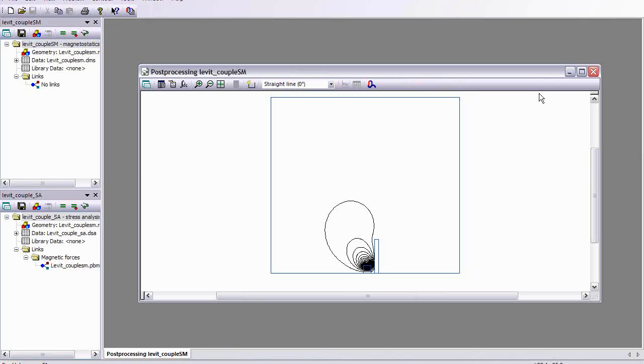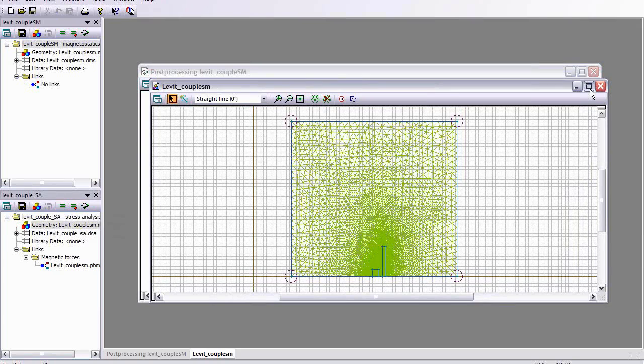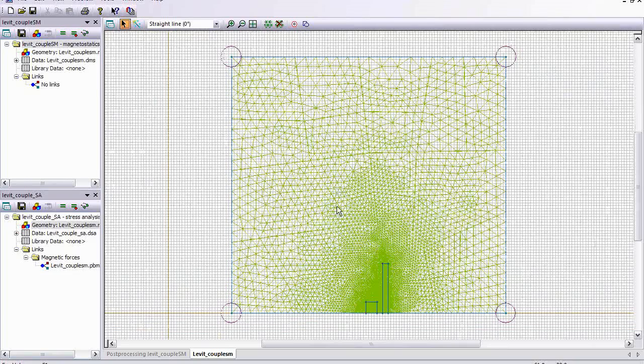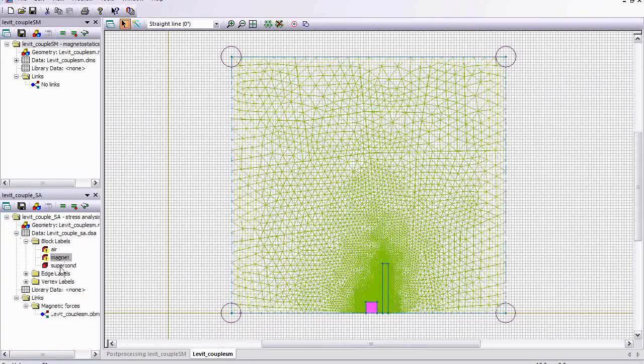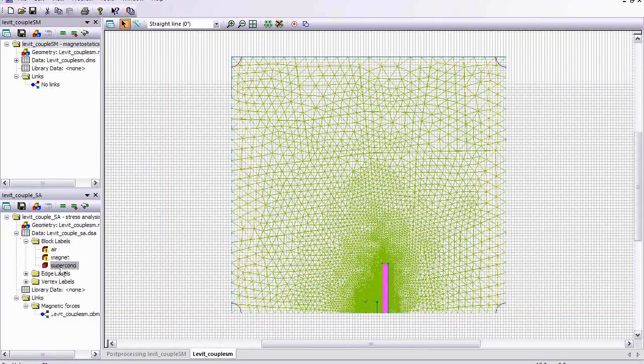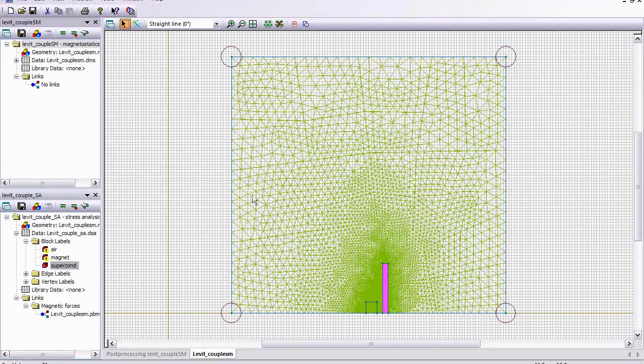Okay, now I have a stress analysis. I want to look at the geometry here. Now the geometry file has to be common for both the stress analysis and the magnetostatic problem. So they both have the same model file. Now if we look at the block labels, I have an air region, I have the magnet, and the superconductor. Now in the stress analysis, I am not interested in the stress distribution in the magnet or in the air region. There's no stress in the air region.